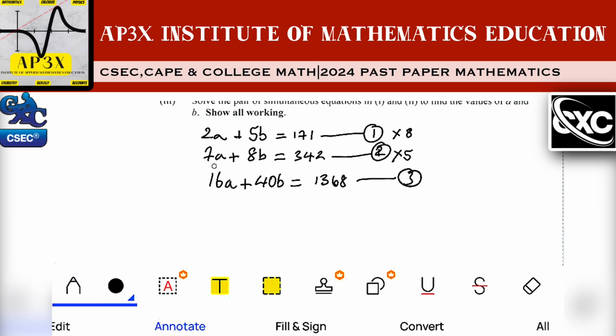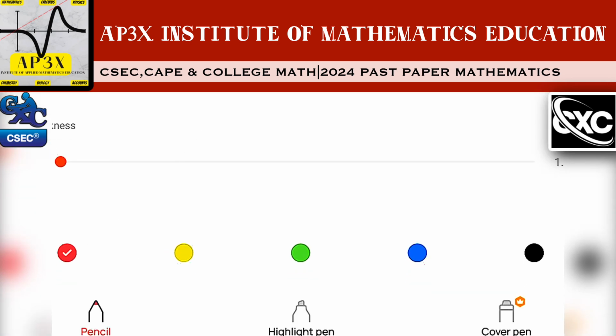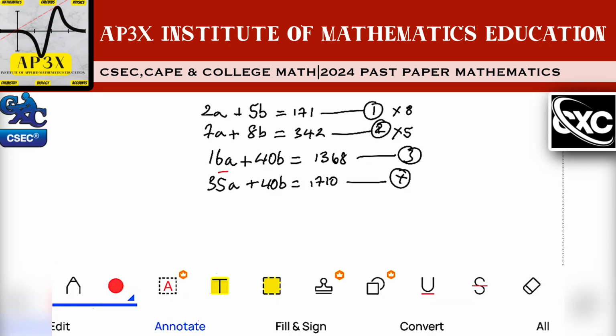So then 5 multiplied by 7a is 35a, plus 5 multiplied by 8 is 40, so that's 40b, and that's equal to 5 multiplied by 342, which gives us 1710. So that's 1710, and that becomes equation 4. All right, and so we know the rule that if the signs are in fact the same, we're going to go ahead and subtract equation 4 from equation 3.